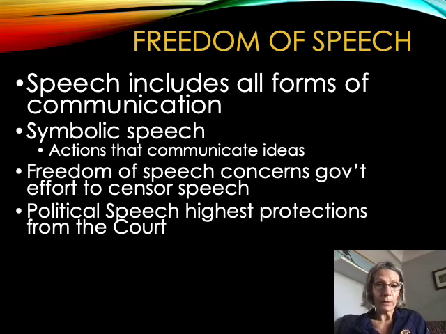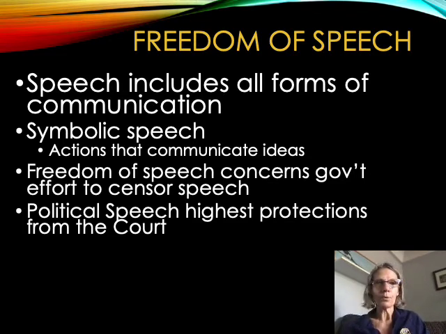Now, the Supreme Court, there's lots of different types of speech, right? And the Supreme Court gives the highest protections to what's known as political speech. And what political speech is, is speech that's designed to communicate an idea, okay, or communicate a value that a person might have. And so anytime speech is used to communicate some sort of idea that deals with a political or a social circumstance, that is considered political speech.